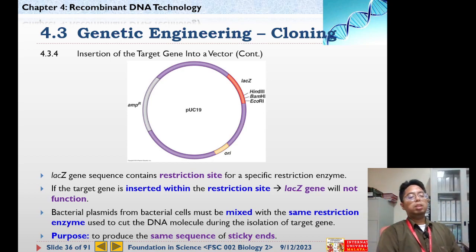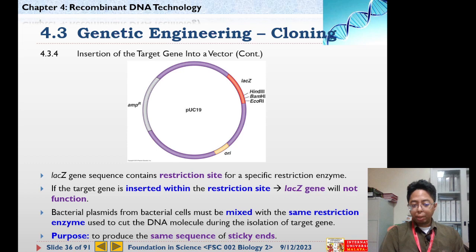Okay, so this gene sequence contains a restriction site for a specific restriction enzyme. You can see there, that's the red color in that ring. That's the LacZ. If the target gene is inserted into that area, the LacZ gene will not function. So the bacterial plasmid must be mixed with the same restriction enzyme that cuts the DNA molecule during the association of the target gene.